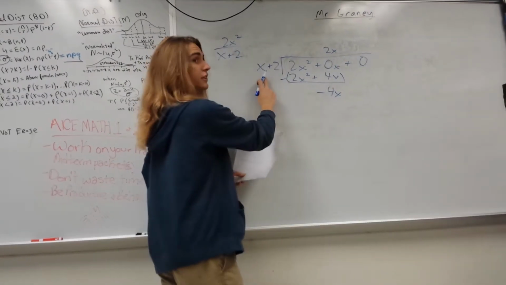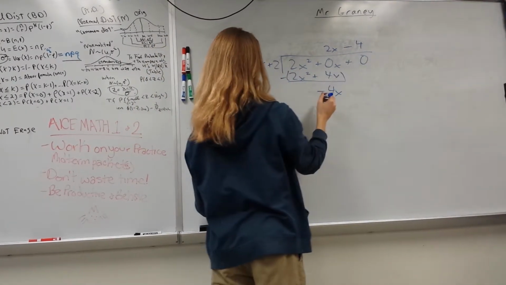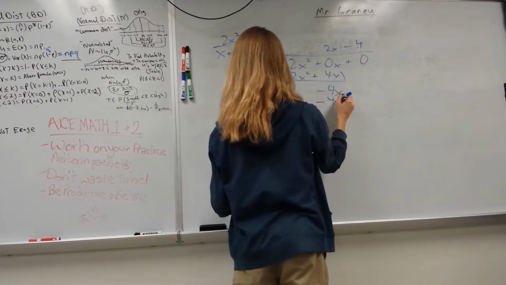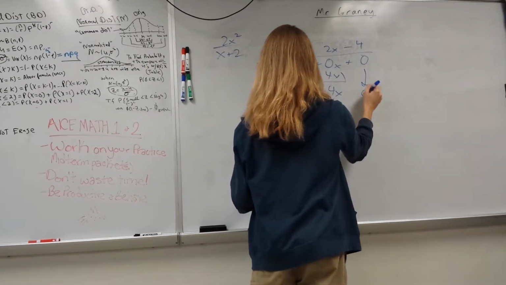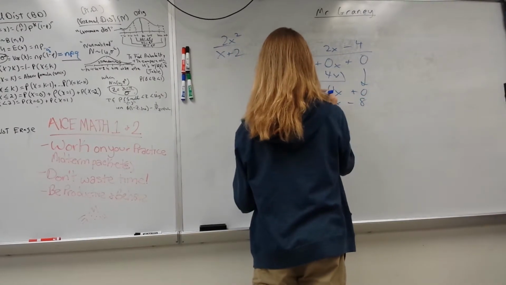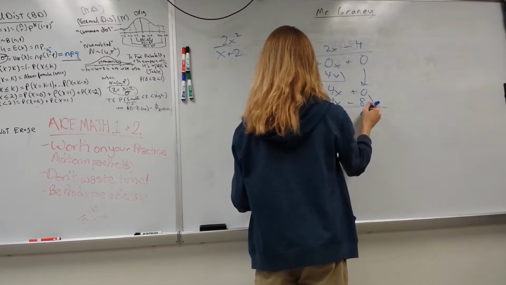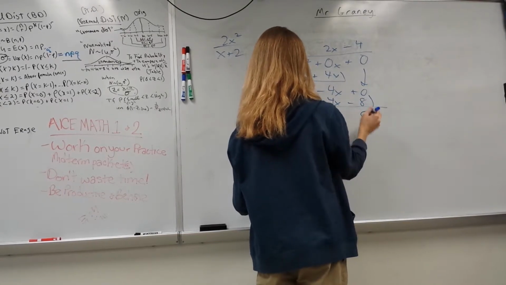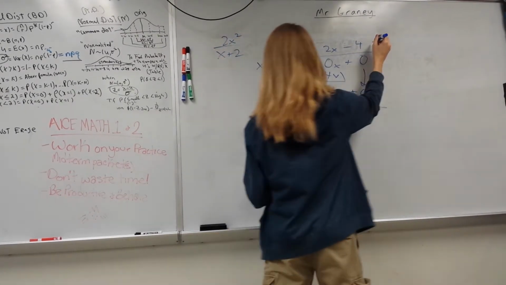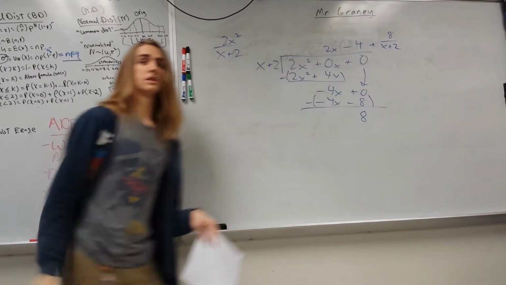This goes into that negative 4 times. So then you put negative 4, bring it down to 0, and negative 4 times 2 is negative 8. Subtract it, so it makes it positive, so that becomes positive 8, and then that's your remainder, so it goes over x plus 2, so you do 8 over x plus 2, and there's long division.